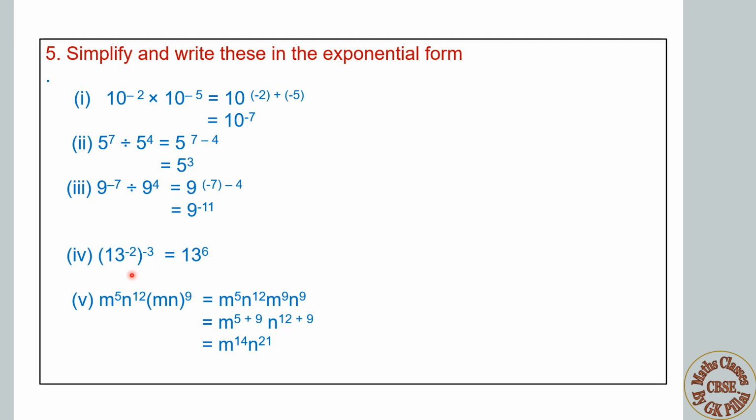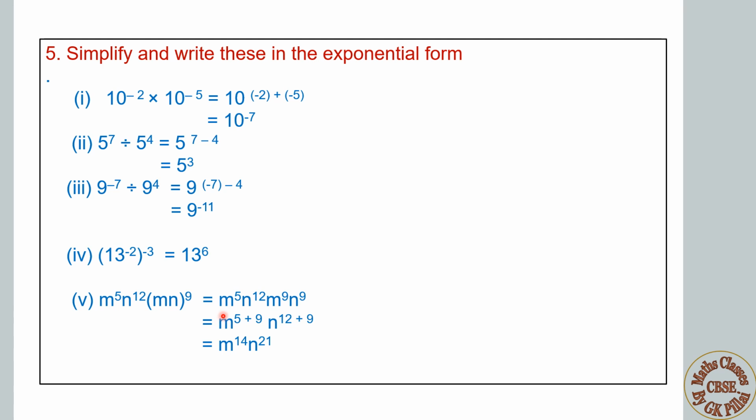The next one, 13 to the power of minus 2, the whole power minus 3. That will be minus into minus, it will be plus. So this will become 13 to the power of 6. The next one, m to the power of 5, n to the power of 12, and within bracket mn raised to the power of 9. We will just open the bracket. It will be m to the power of 5, n to the power of 12, and this will be m to the power of 9, n to the power of 9. We will write 9 on both these variables.